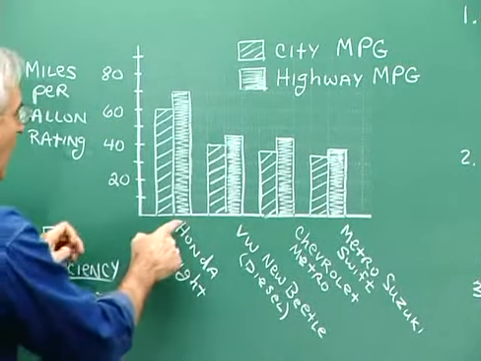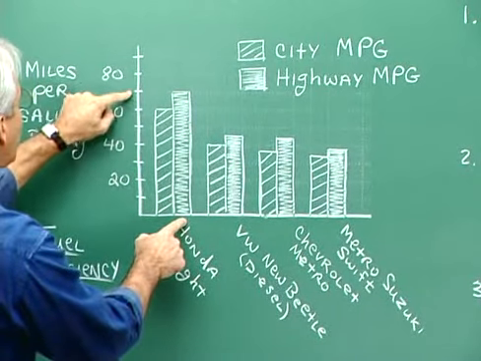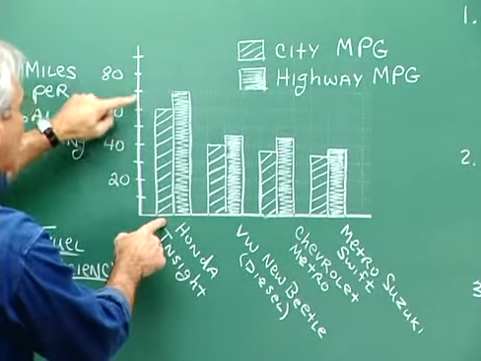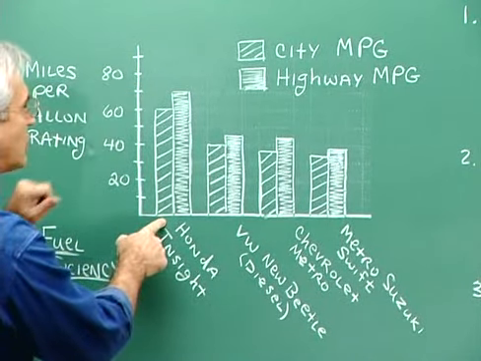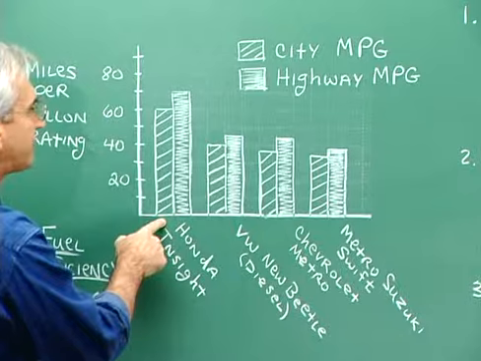So let's see, our highway miles per gallon looks to be about 70. And the city miles per gallon looks to be about 60. So the difference between those two would be 10 miles per gallon.